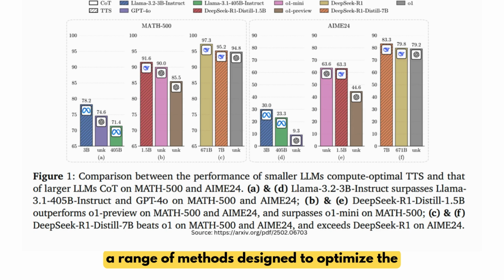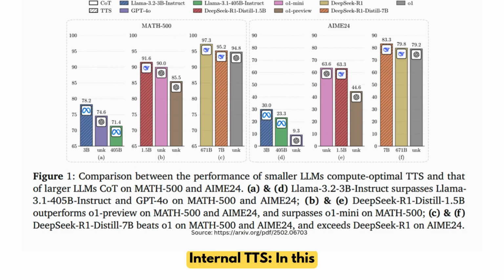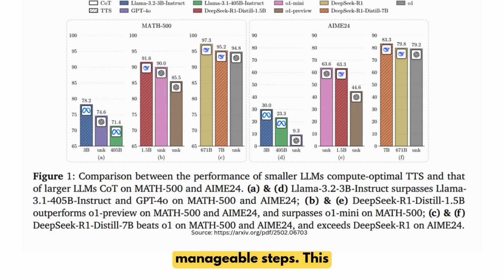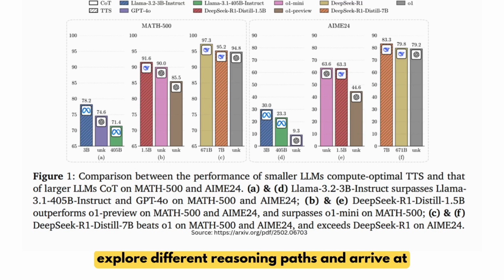TTS encompasses a range of methods designed to optimize the computational resources utilized by LLMs during inference. These methods can be broadly categorized into two main types. Internal TTS. In this approach, LLMs are trained to engage in a more deliberate thinking process, employing techniques such as chain of thought to break down complex problems into smaller, more manageable steps. This internal deliberation allows the model to explore different reasoning paths and arrive at more accurate solutions.